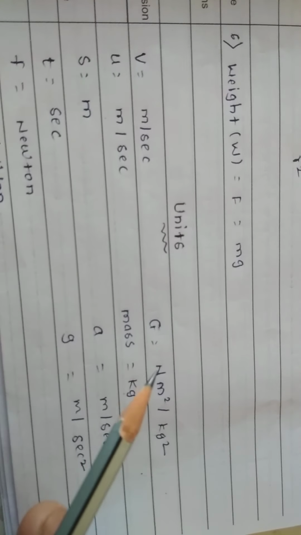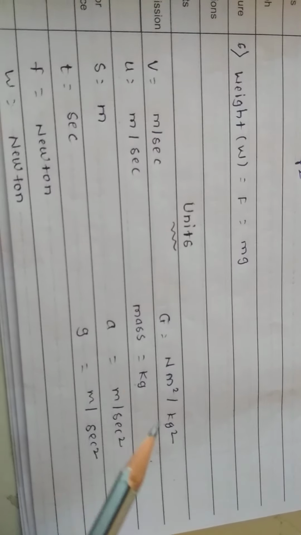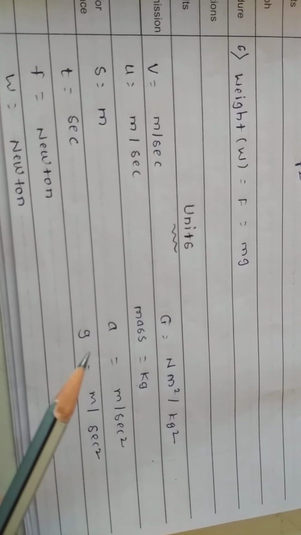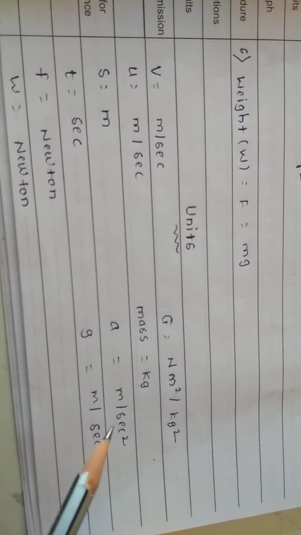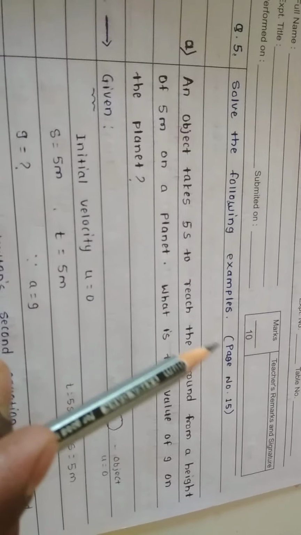G, the universal gravitational constant, we can measure in Newton meter square per kg square. Mass we measure in kg. Acceleration and the acceleration due to gravity we measure in meter per second square. So let's solve the following examples.